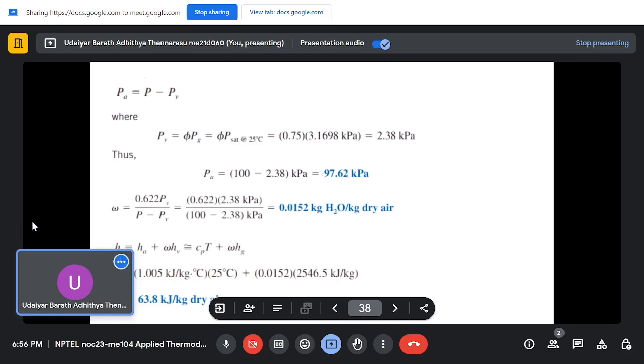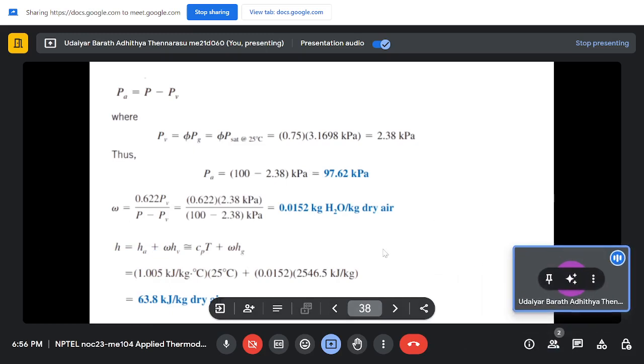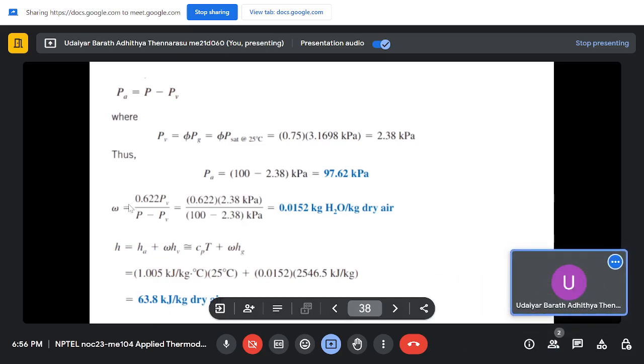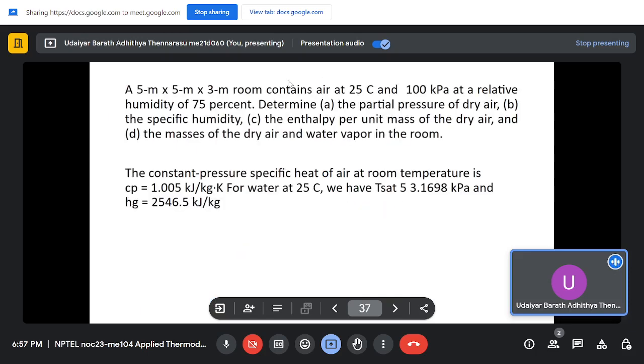So using this we can substitute it in the specific humidity relation, which is equal to 0.622 into PV by PA. Substituting the pressure values will give me specific humidity as 0.0152 kg of water vapor per kg of dry air. So we have found out specific humidity, we have found out partial pressure of dry air, and the next is to find out enthalpy.